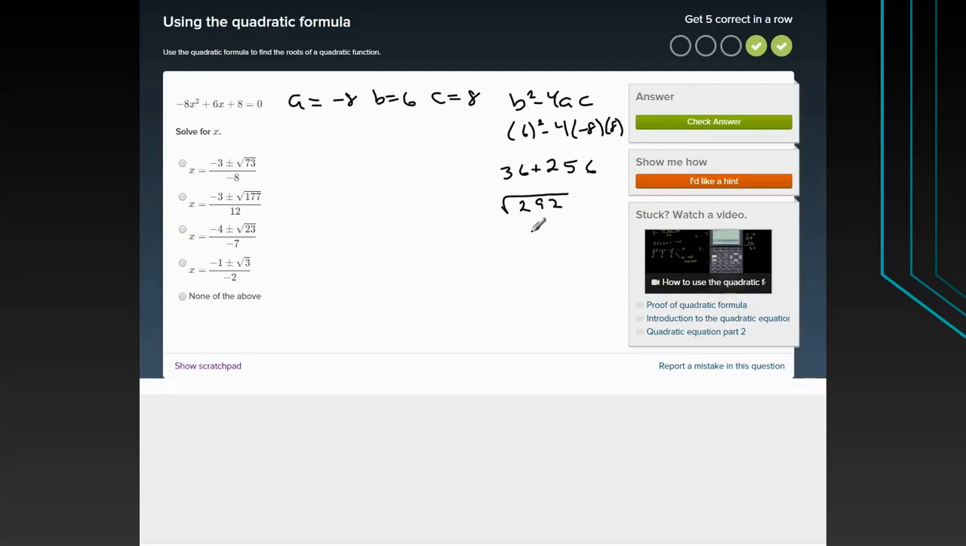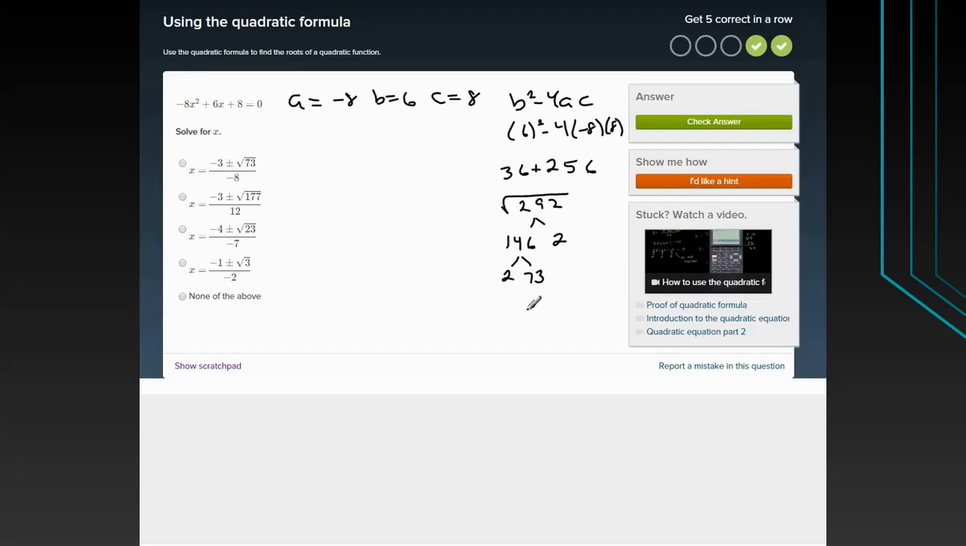Now, 292 I can divide. I can break this down. I know 2 can go into it because it ends in a 2, so I know it's even. And when I divide 2 into it, I get 146. Now again, 146 is even, so I know I can divide it by 2. When I divide it by 2 again, I get 73.